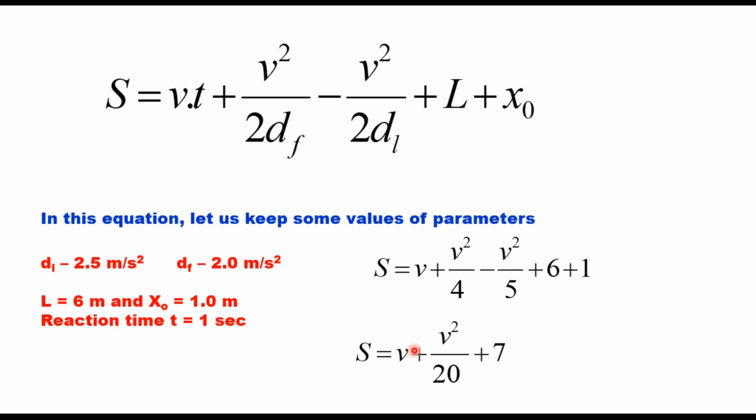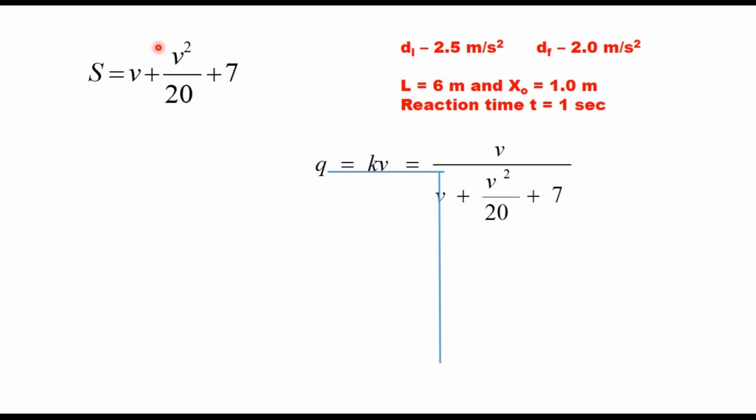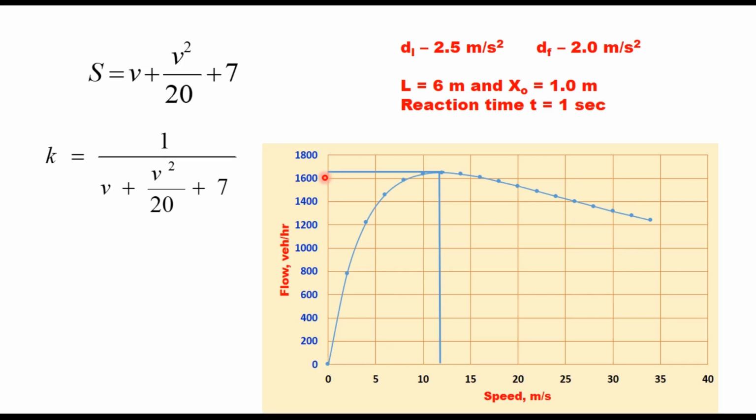Now you can make a plot between v and s. Remember, v is in meter per second and s is in meter. So with this equation s, you can find out the k. K is inverse of spacing. So you know that this relationship q is equal to k into v. So q is v into k. K is 1 upon s. So you can find out what is the flow with the different speeds, and you get this kind of curve.